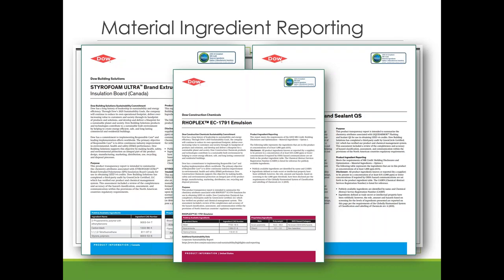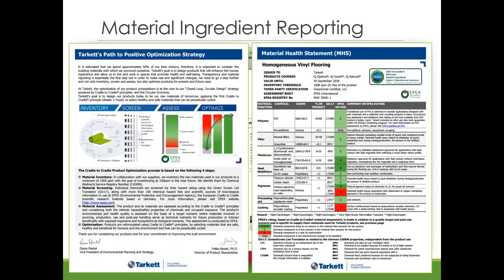And this is another example of a manufacturer's inventory that was done by Tarkett for their IQ Optima. Basically, you can see a different level of disclosure, different information. They call this the material health statement, which is classified under the manufacturer's inventories. So again, these are very legitimate disclosures. When you look at them compared to an HPD, you'll probably say, well, there's more information in an HPD.